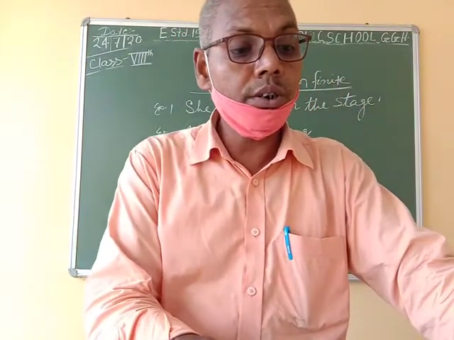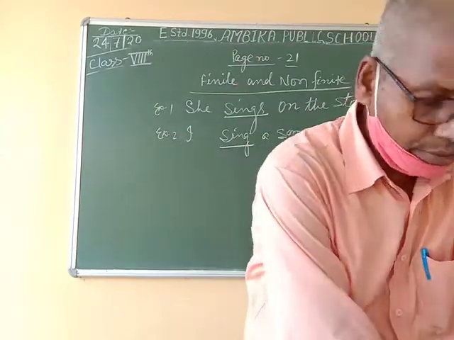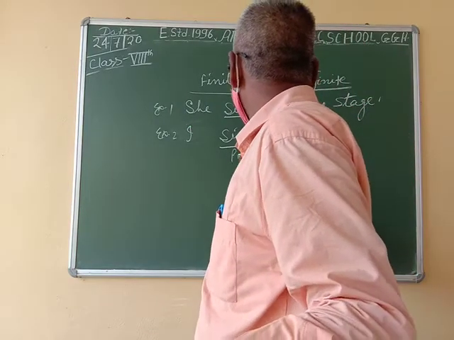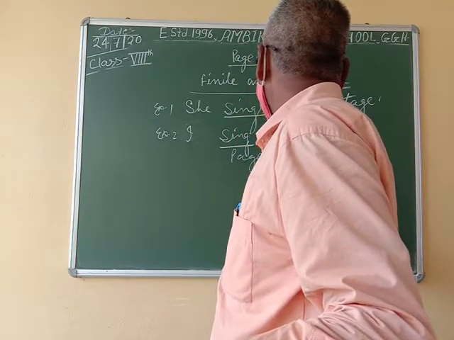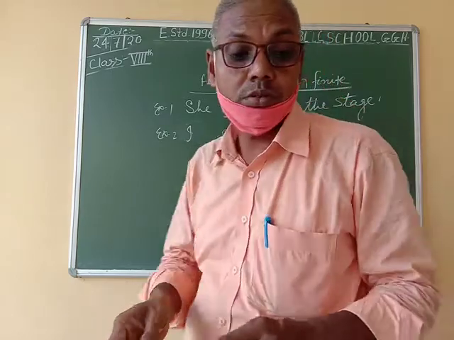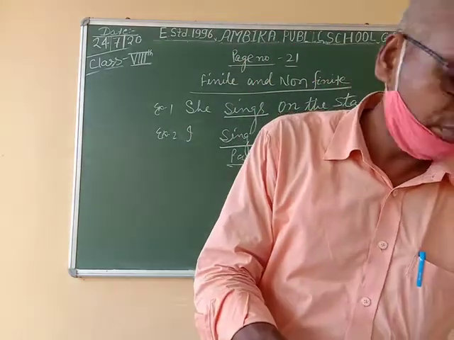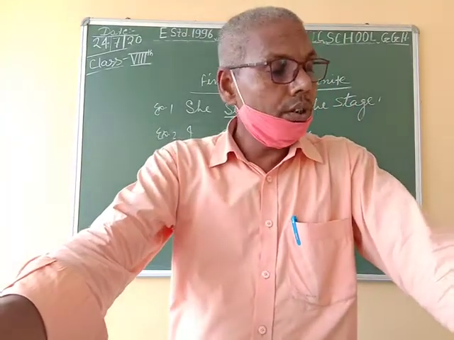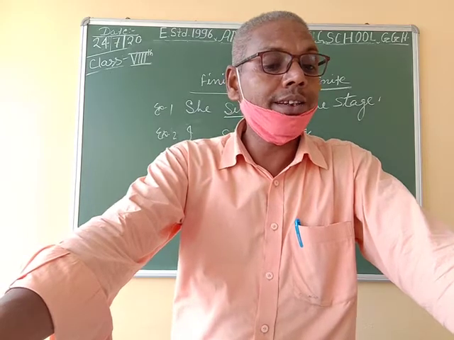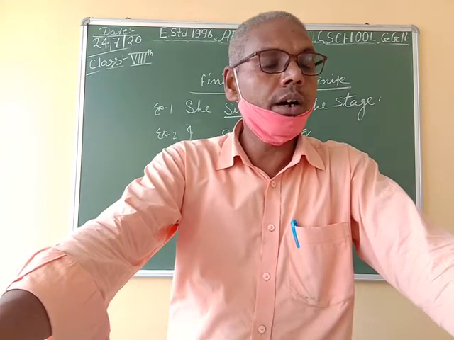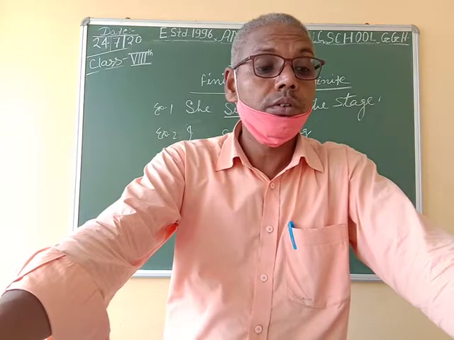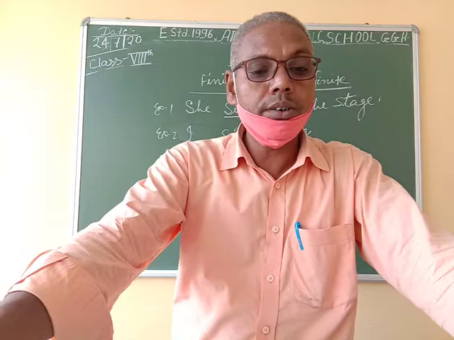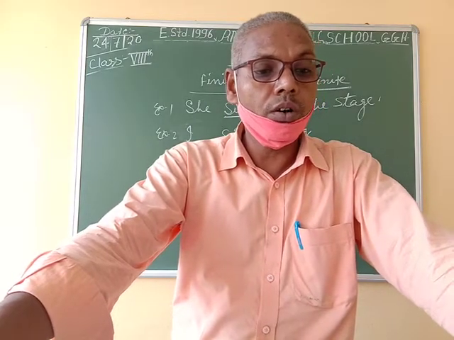Next one, transitive verb and intransitive verb. This is given on page number 22. Transitive verbs express an action and are followed by a direct object that receives the action of the verb, the thing or person that receives the action of the verb.